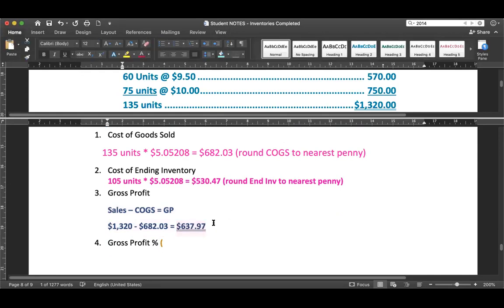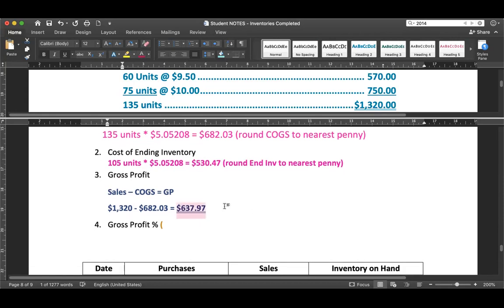All right, as you'll notice, I'm using the double underline whenever I get to the answer of a question. These are called the accounting lines, and that is just to point our attention to the fact that this is the answer to that question. All right, now the next question is, what is the gross profit percent? And the gross profit percent is going to be equal to the gross profit, which was $637.97.